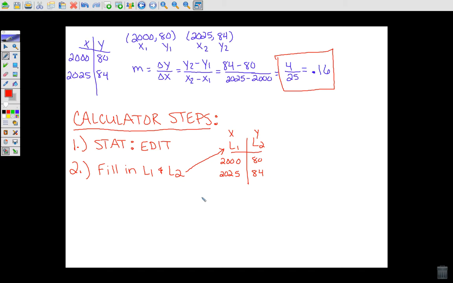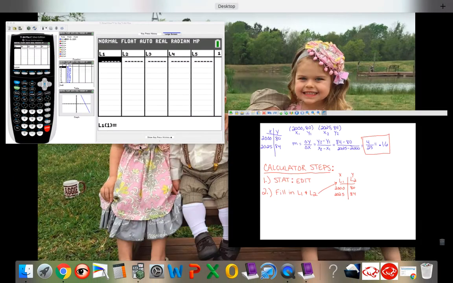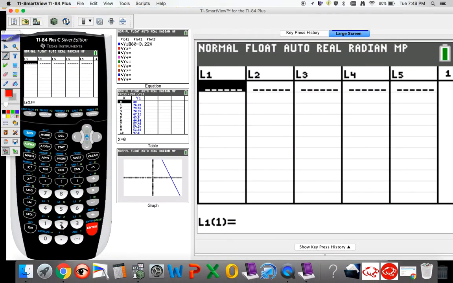Okay, so we're going to go back to our calculator and we're going to type those numbers in. So we have 2000. And hit enter once you're done. 2025. Hit enter when you're done. And then you're going to use your arrows to go up and over to L2. Okay, so you can use the arrow over button or hit up and over. In L2, we have 80, because that's what it was at 2000, and we have 84.